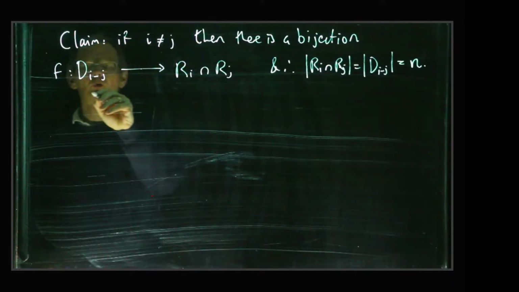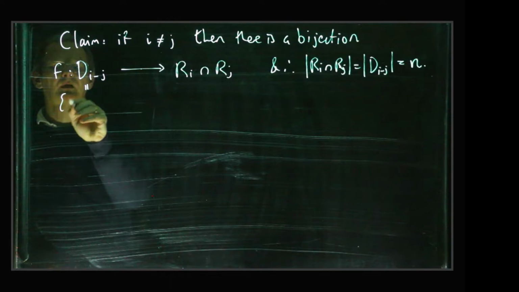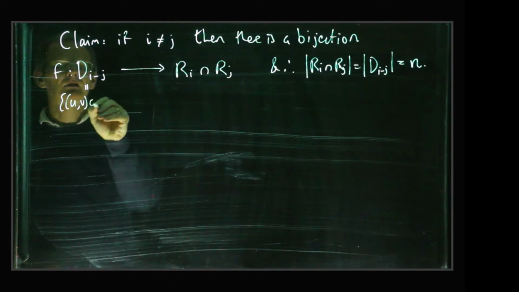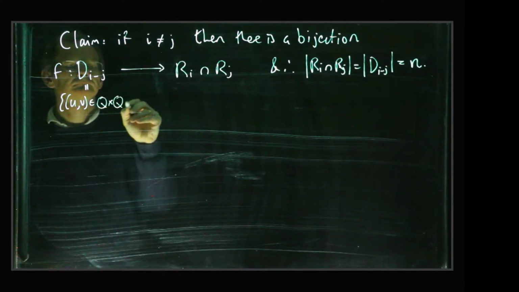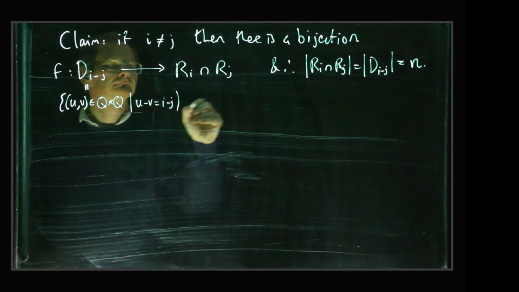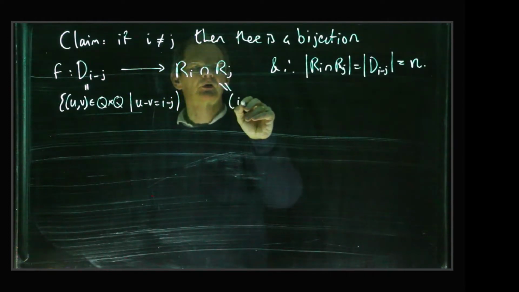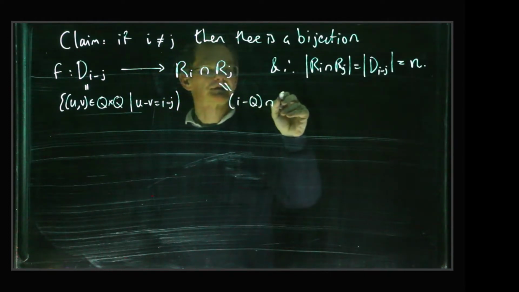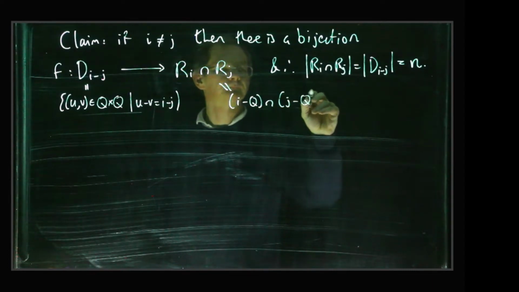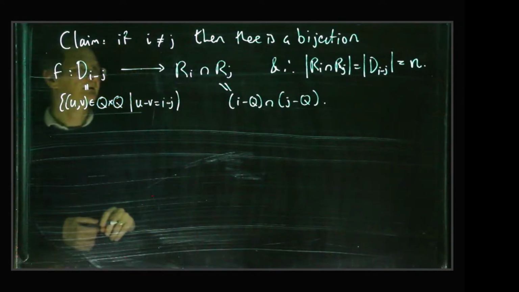And let's just recall the definitions here. This is the set of pairs (u, v) in Q cross Q with u minus v equal to i minus j, whereas this one, Ri, was i minus Q intersect j minus Q. Okay, so how do we do this?